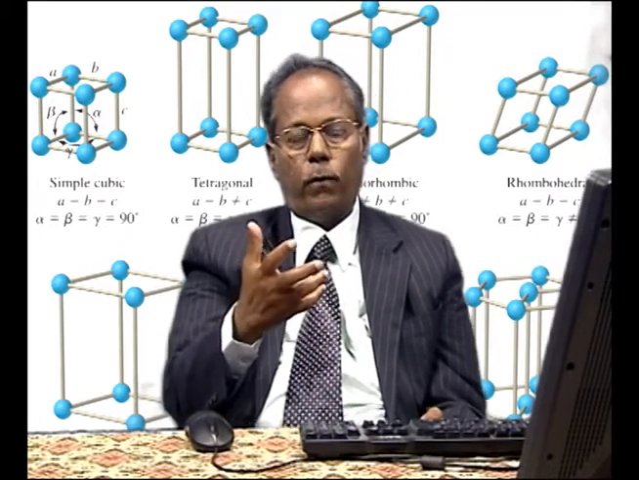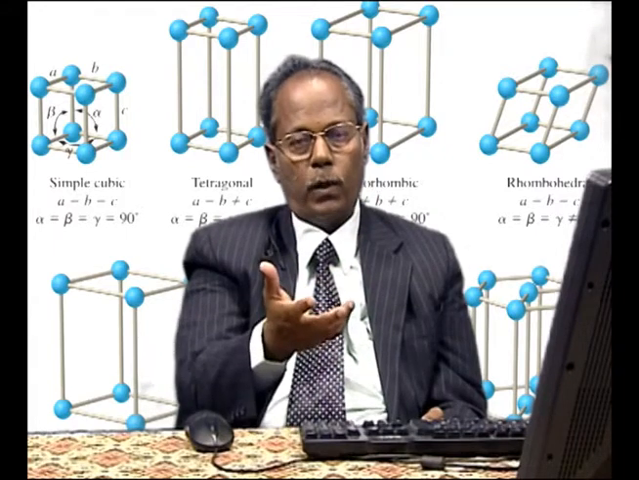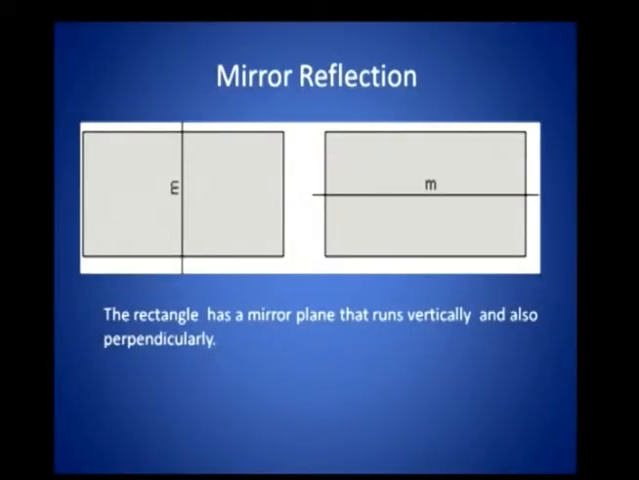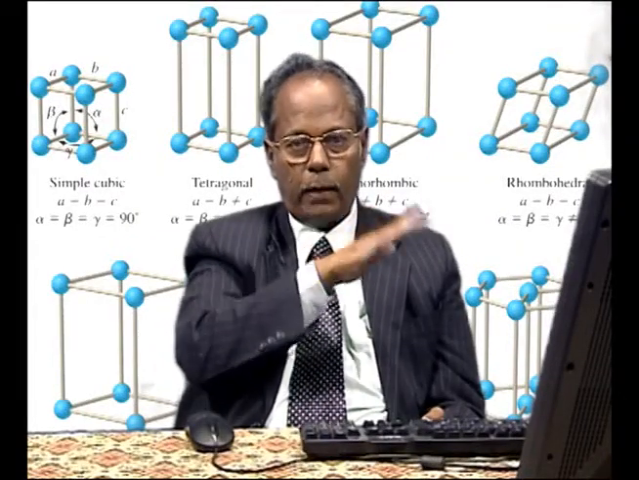For that, we have to invoke, apart from rotation about which we have been talking about so far, the other symmetry operations such as mirror reflection. By mirror reflection, what I mean is, if you look at my body, the right portion of my body is a mirror reflection of the left, provided I do not have a scar or other things. My right side of the body is a mirror reflection of the left side.